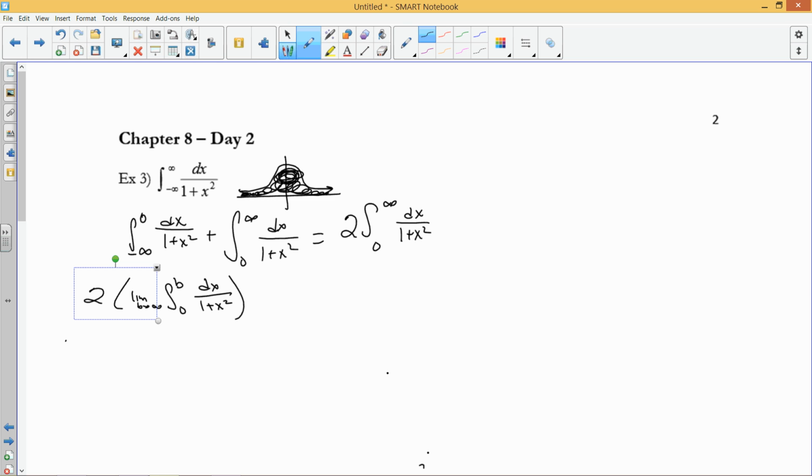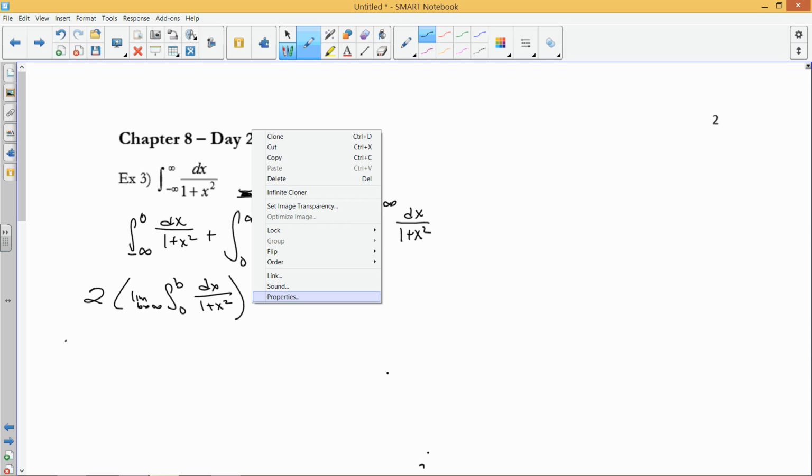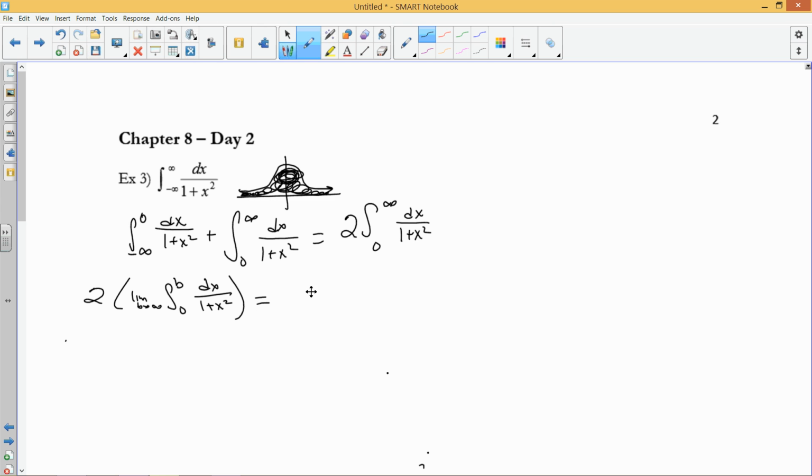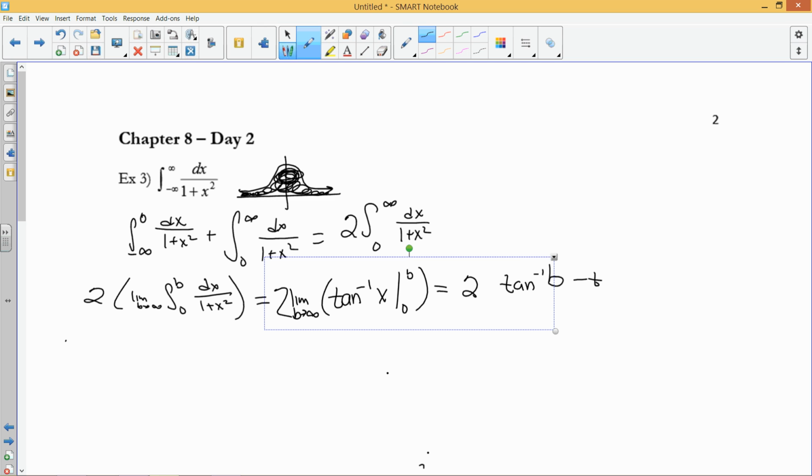Now I'm going to take the antiderivative. What's the antiderivative of dx over 1 plus x squared? Yes, you need to have these memorized. Think. 1 over 1 plus x squared. That's the derivative of inverse tan. So I have inverse tan x from 0 to b. The limit as b approaches infinity, and I'm doubling that. So it's going to be 2 times the inverse tan of b minus the inverse tan of 0.